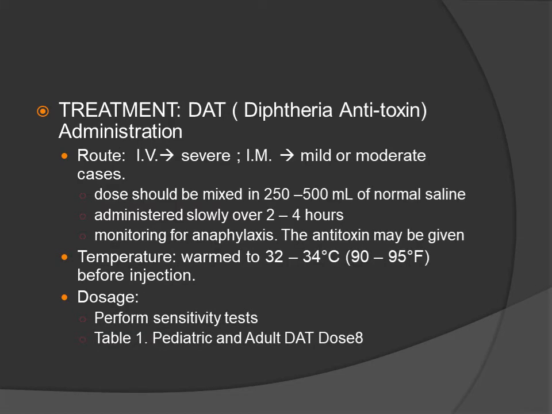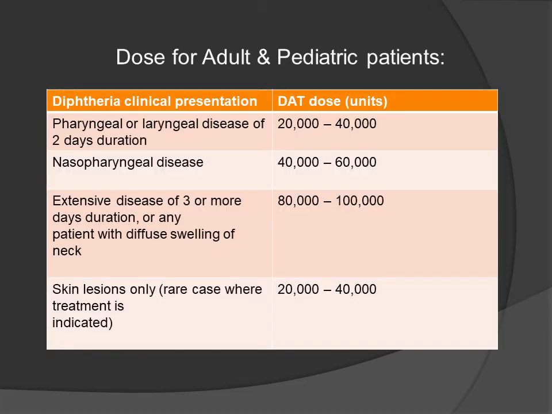Treatment of diphtheria includes diphtheria antitoxin or anti-diphtheric serum, which is started immediately on clinical suspicion to neutralize the free diphtheria exotoxin in the body. Dose depends upon the site, duration, and severity of the disease. It is administered through intravenous infusion in saline over a period of 60 minutes.